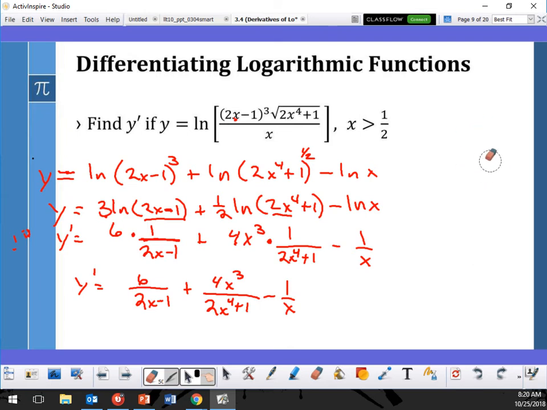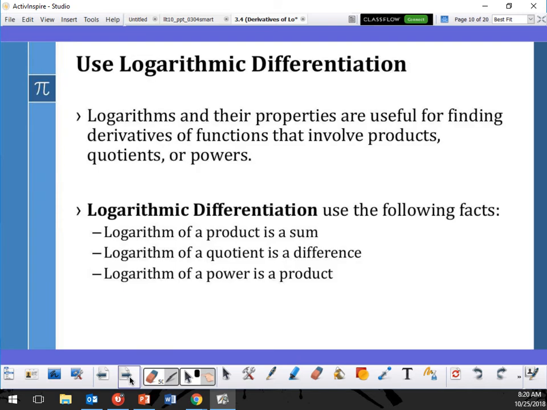Okay, so let's take a look at the next one. Logarithms and their properties are useful for finding derivatives of functions that involve products, quotients, and powers. This is logarithmic differentiation. Use the following facts. The logarithm of a product is a sum, so if it's a multiplication, you add. The logarithm of a quotient is a difference, so you subtract. The logarithm of a power is a product. If it's squared, it's going to be times itself, right? Okay.